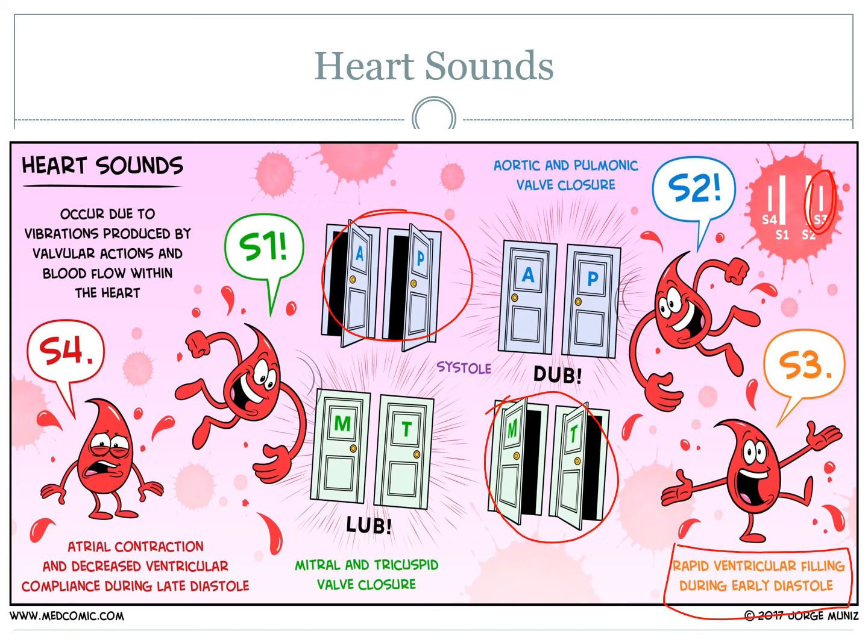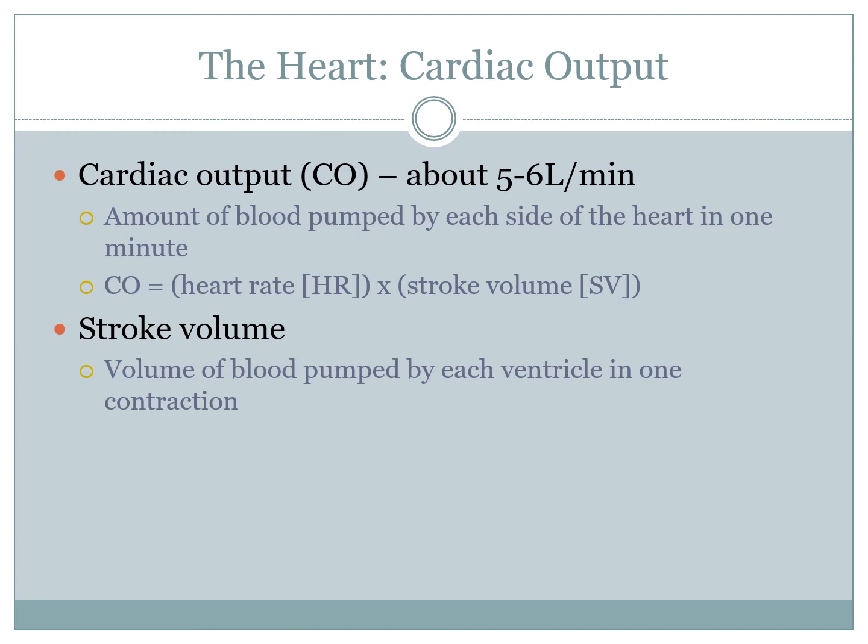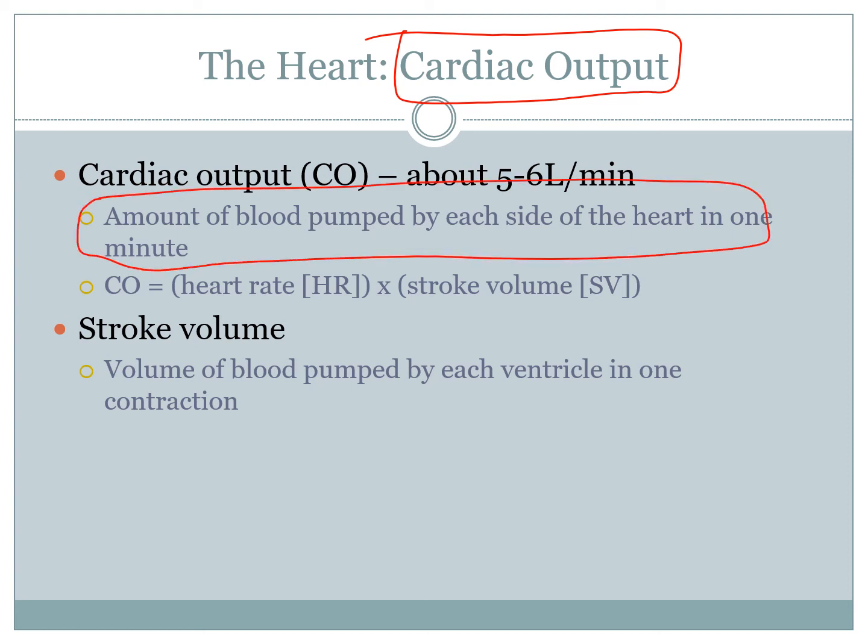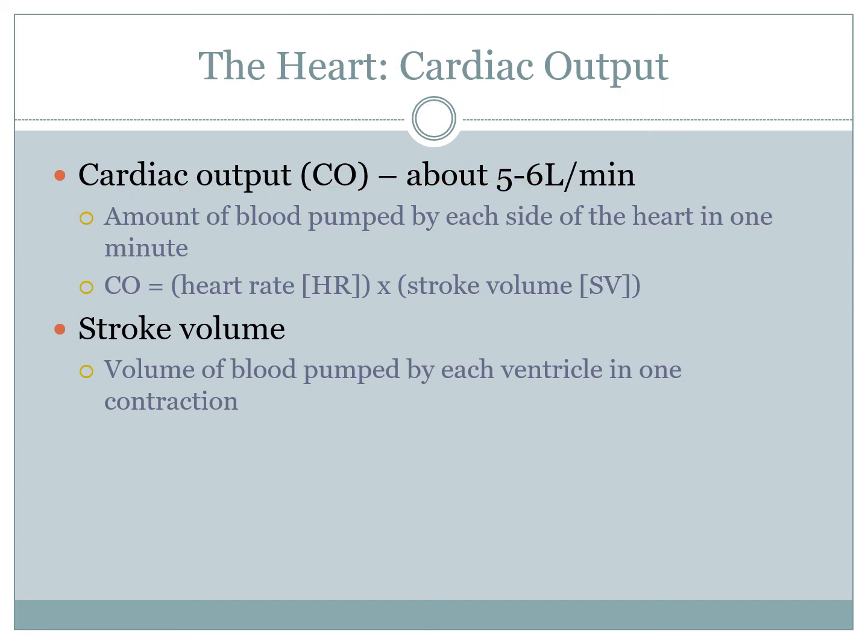Now, as I mentioned, the outcome of all this that you've learned is all about cardiac output. Cardiac output literally means how much blood is pumped around the body in a minute, and it's calculated by heart rate multiplied by stroke volume. Stroke volume means how much blood is pumped out of each ventricular contraction, and on average it's around 70 mils, just to let you know.